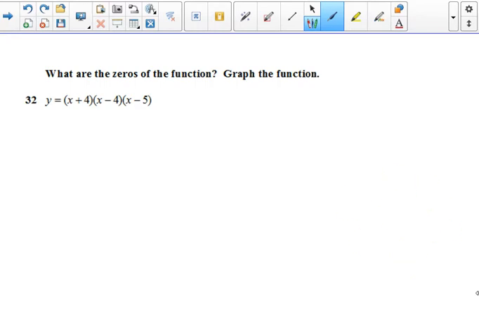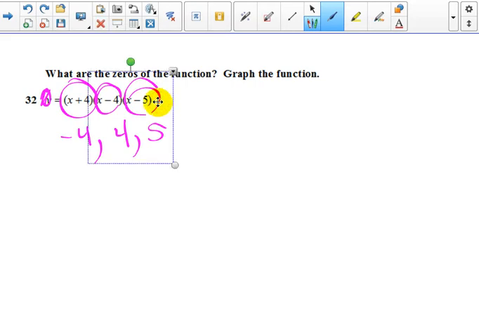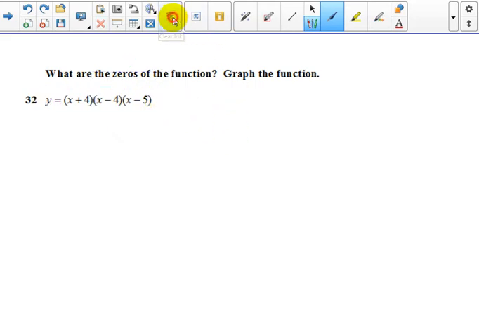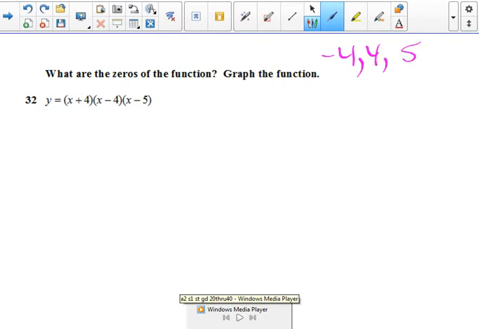Our next problem says what are the zeros of the function and graph the function. So it's written in a way that we can very easily find our zeros. So you set y equal to 0 and solve for each one. Well, what makes this one 0? When x is equal to negative 4. And for the next one, a positive 4. And the last one, a positive 5. So there's our first part. There are the zeros of our function: negative 4, 4, and 5.